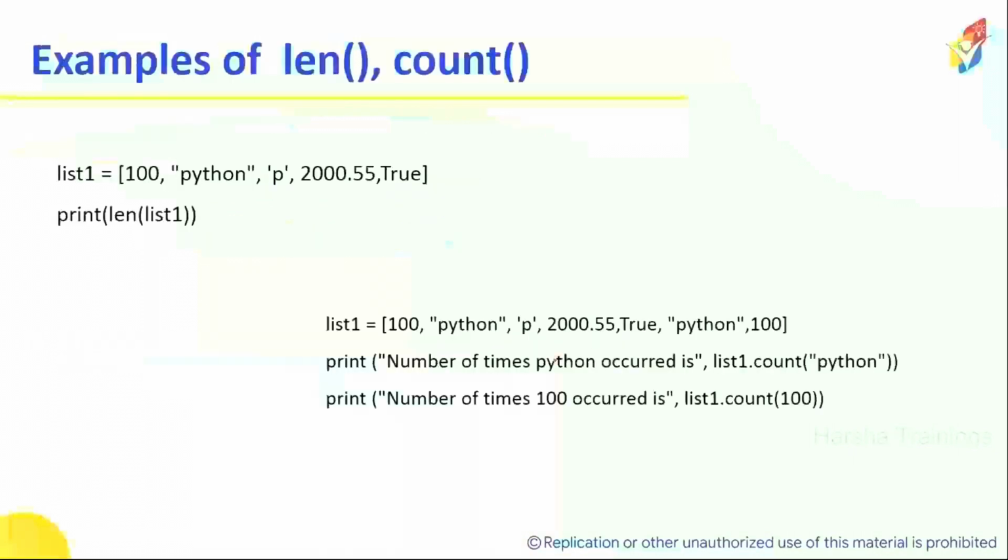Now let us discuss with a simple example. List length of list 1. How many elements are there? 1, 2, 3, 4, 5. The output is 5. Now the count function tells me how many occurrences of this substring are in the given list. Python, how many times repeated? 2 times. 100, how many times repeated? 2 times.